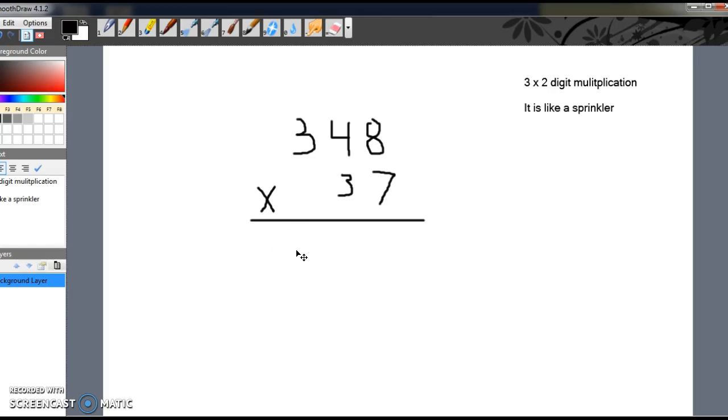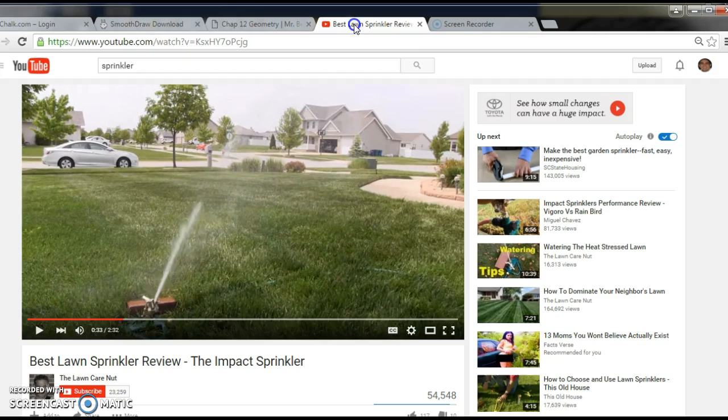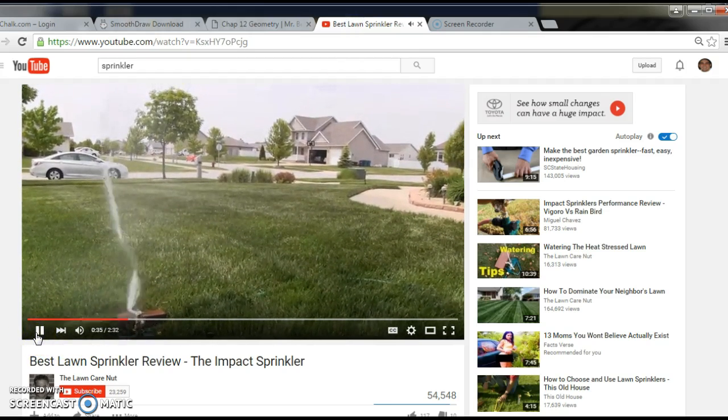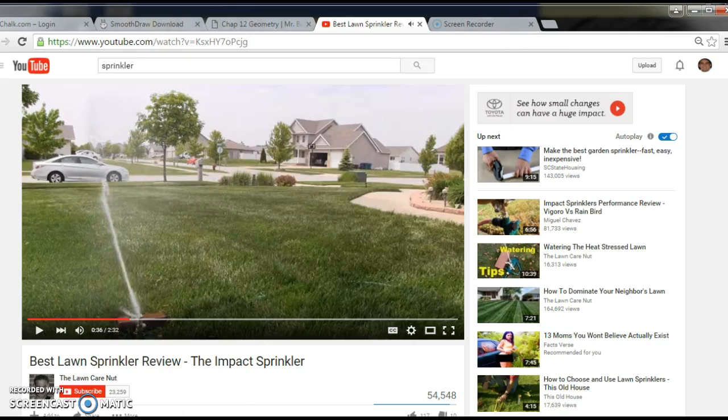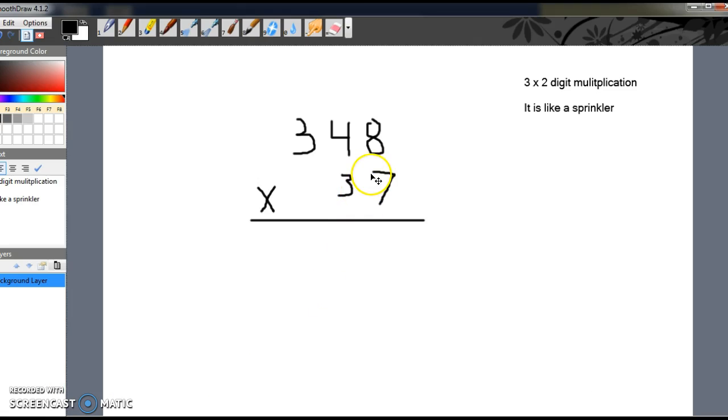Okay, class, today we're going to learn about 3 by 2 digit multiplication. And 3 by 2 digit multiplication works in 4 by 2, 5 by 2. The steps are pretty basic. Remember, just line up your place values. Now, before we get going, remember what I say. Multiplication is just like a sprinkler, and I'm going to show you why as we go forward.